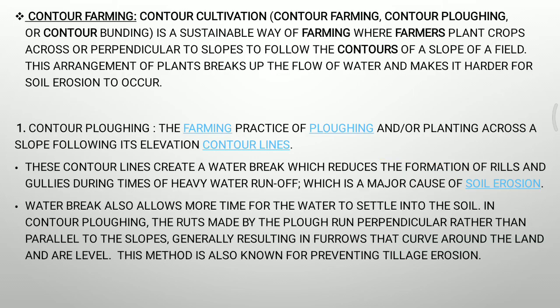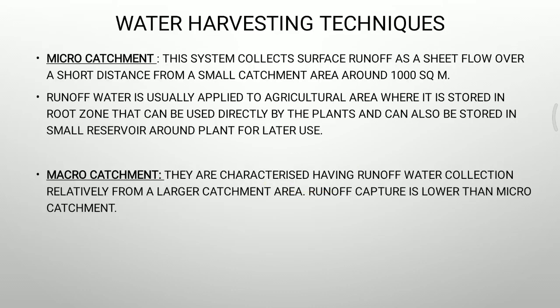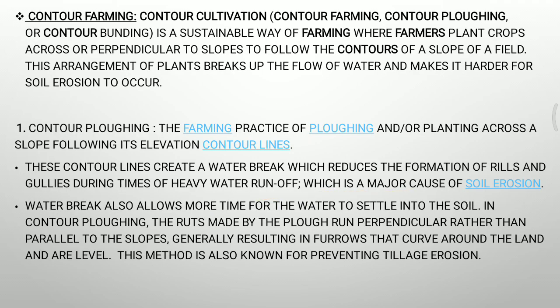So these are some of the various micro catchment methods. There are nearly 11 of them. First one is contour farming, or it is also called contour cultivation, and in the bracket it is also known as contour farming, contour plowing, or contour bunding. It is a suitable way of farming where farmers plant crops across or perpendicular to slopes to follow the contours of the slope of a field.